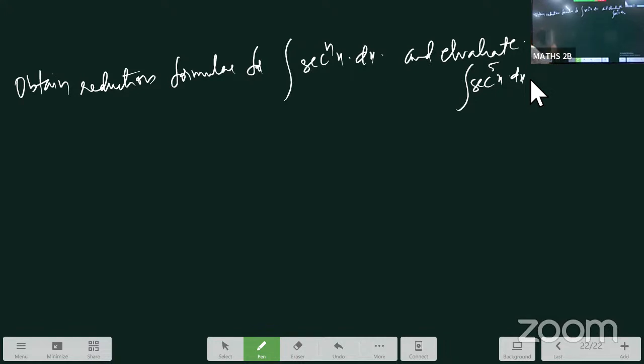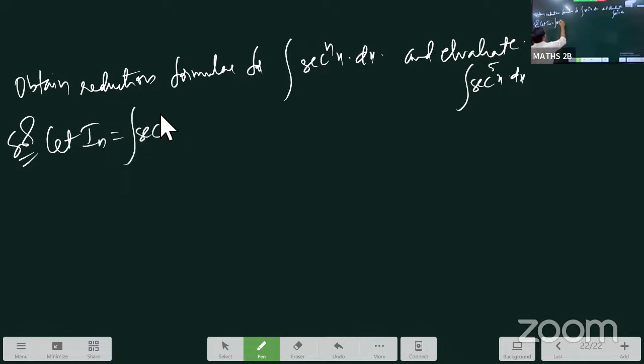Is it clear? Now let us see. Let I_n be equal to the integration of secant power n x dx. Same as what we did before. Once again I'm repeating: sine power n, you write it as sine power n minus 1 into sine x; cos power n minus 1 into cos x; cot power n x as cot power n minus 2 x into cot square x; tan power n minus 2 x into tan square x.